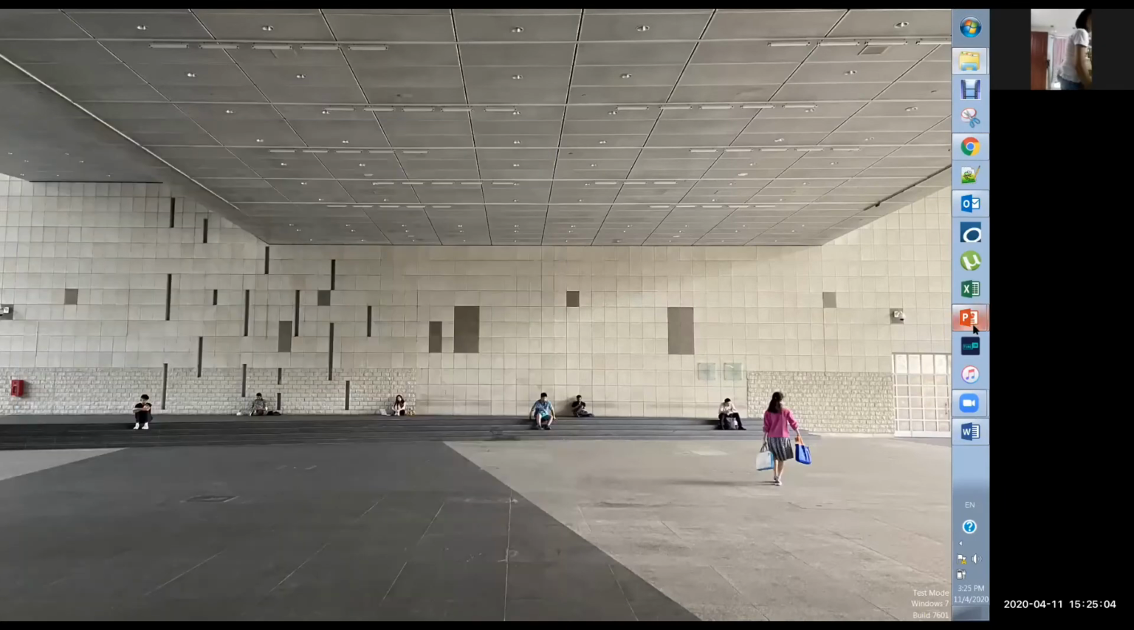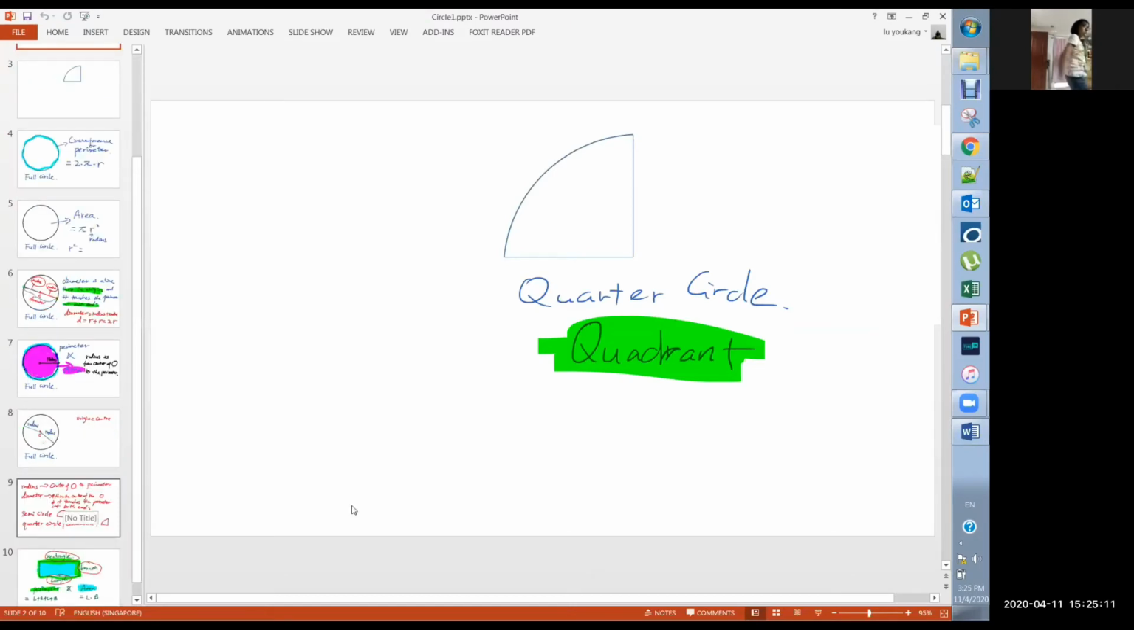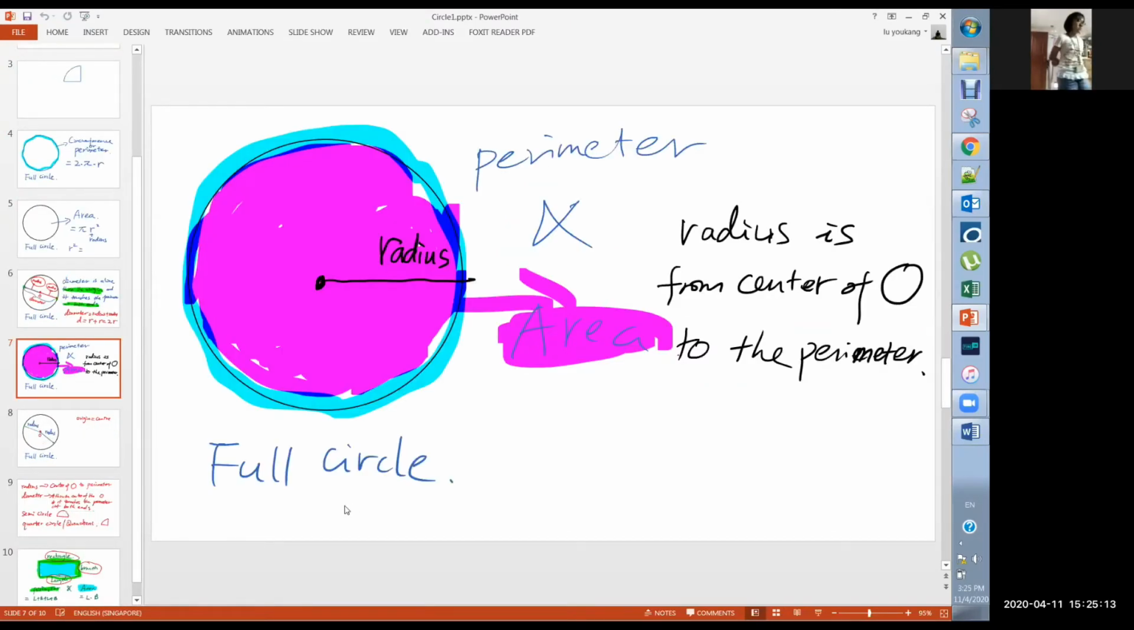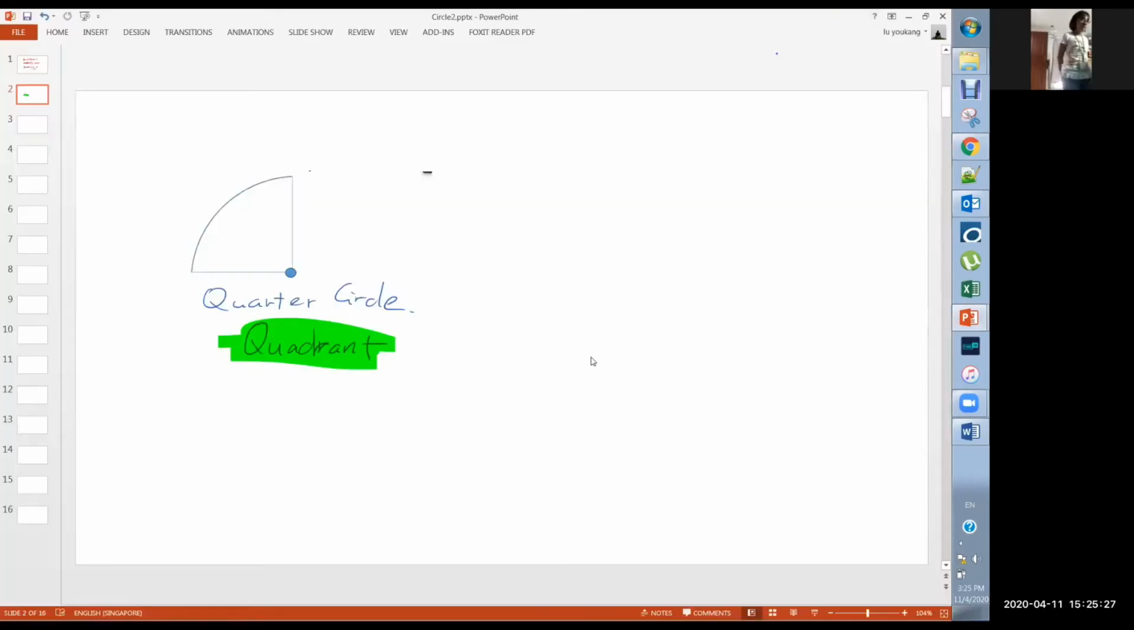Okay. If you remember, then you can sit down. So radius is the from the center of the circle to the perimeter. Okay. Good. Don't sit down before I ask you to sit down. Okay, because you forget. So which one is the radius? Come to me.